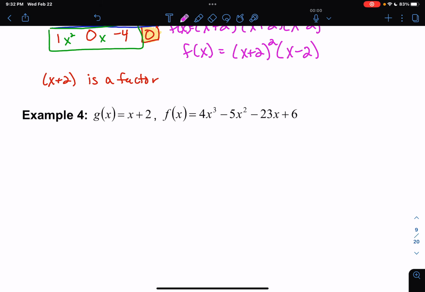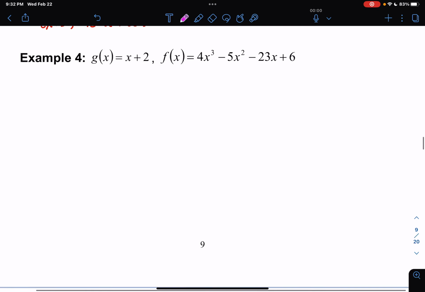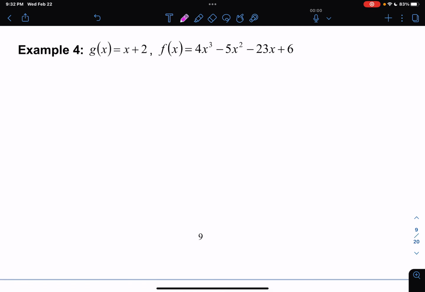factor. First, we want to use synthetic division to show that x plus 2 is a factor of that polynomial. It's a third degree polynomial. We're going to set up the synthetic division by putting a negative 2 in the box. Since we're showing that x plus 2 is a factor, that means we're dividing out x plus 2 and using the coefficients 4 x to the third minus 5x to the second minus 23x plus 6.